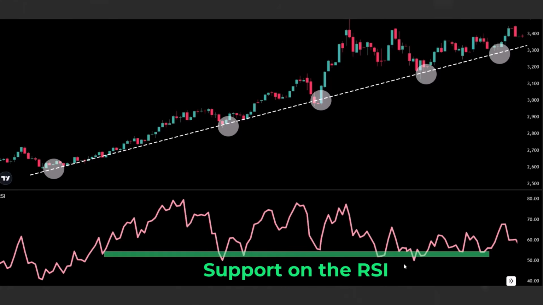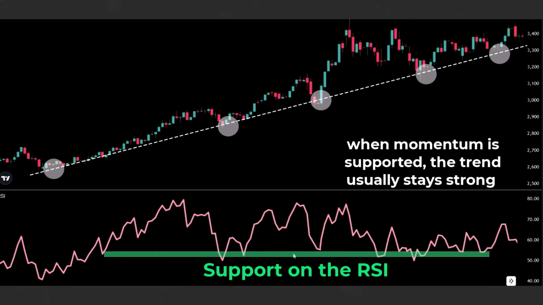This tells us something about momentum. Even when momentum becomes weaker, buyers are still strong enough to stop the RSI from falling below that area. In other words, momentum is being supported. And when momentum is supported, the trend usually stays strong. This is why experienced traders watch RSI support levels during an uptrend. These levels help confirm that bullish momentum is still strong.